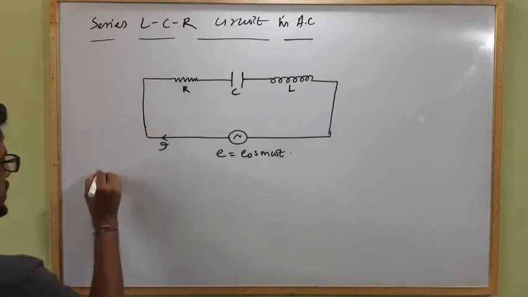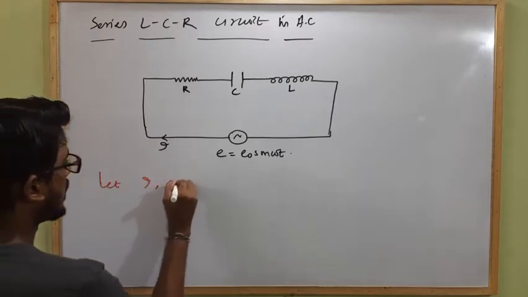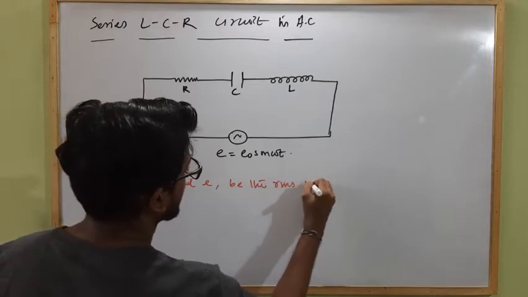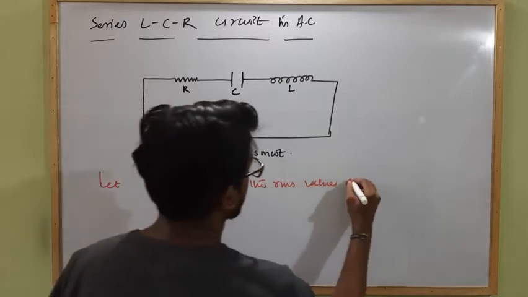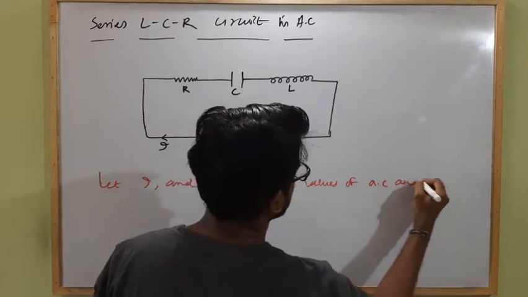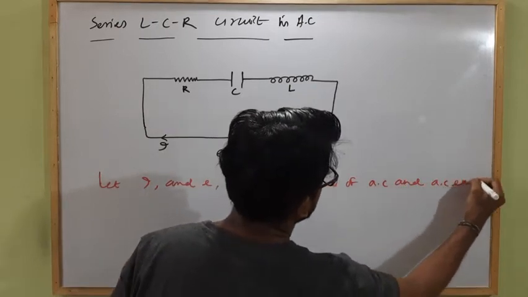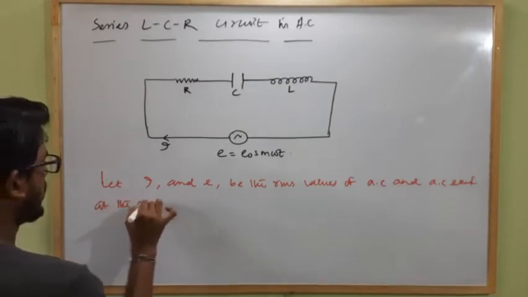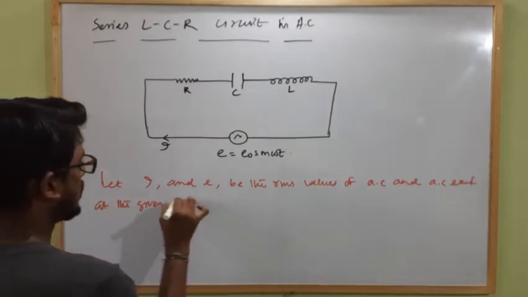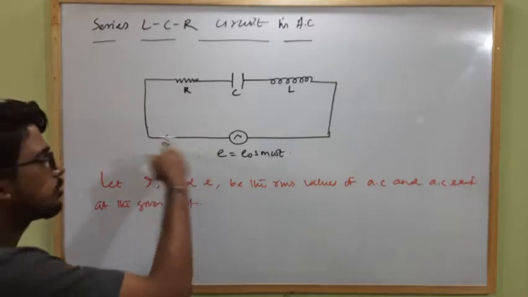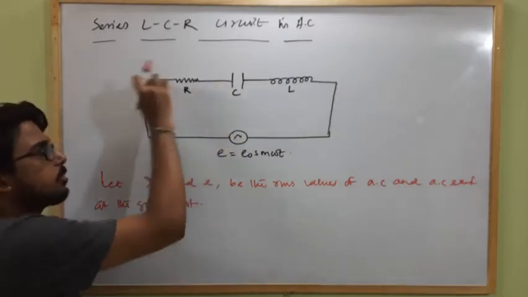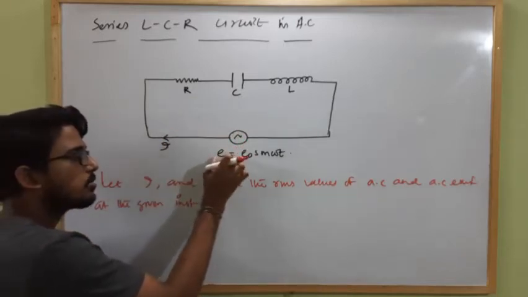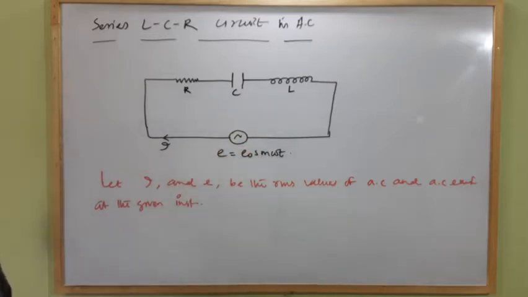So let I and E be the RMS values of alternating current and alternating EMF at any instant, or at the given instant. Okay, the instant when we are observing the circuit, at that instant the current which is flowing through the circuit is the RMS value of the AC, and the alternating EMF is also the RMS value of the EMF.